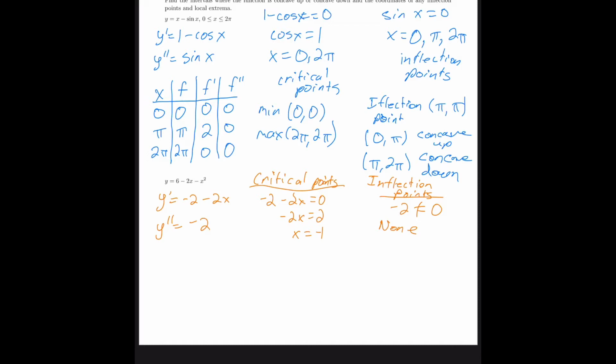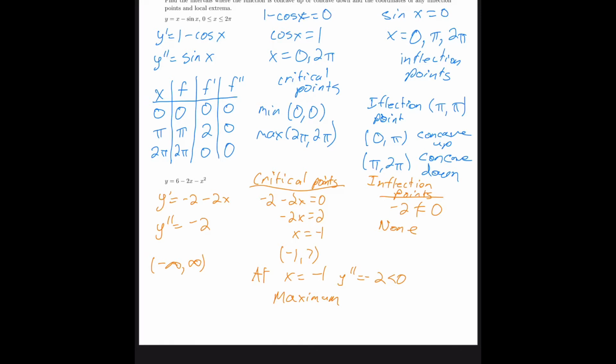And so we get our critical point, which is at negative 1. And if I want to get the second coordinate for that, the y coordinate, I just plug that into the original function. So in the original function, that gives us 6 plus 2 is 8, minus 1 is 7. So this should be negative 1 comma 7. And now all I have to ask is, well, what's the second derivative at this point? So at x equals negative 1, y double prime equals negative 2. So that's negative. So that means that it's concave down, which means this is a maximum point because y double prime is less than 0.